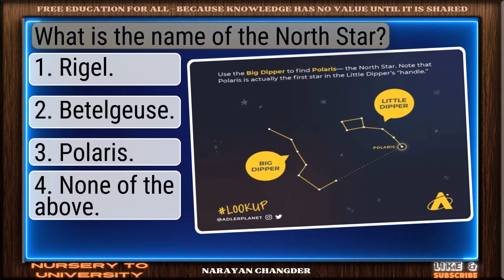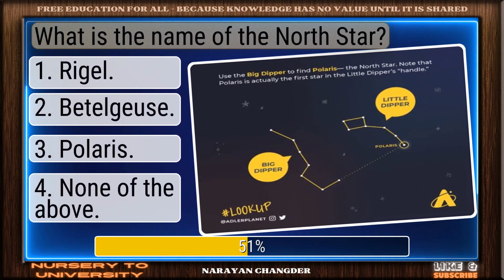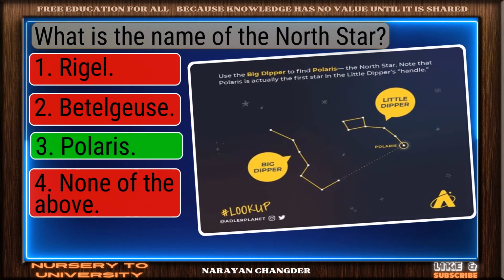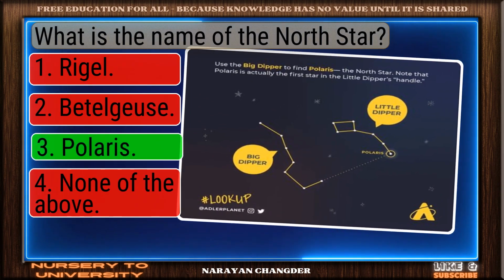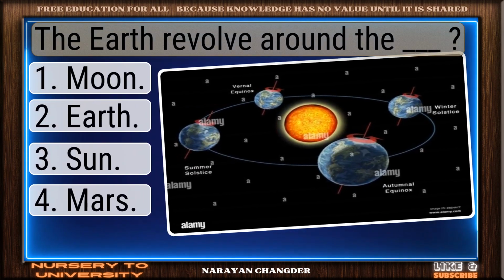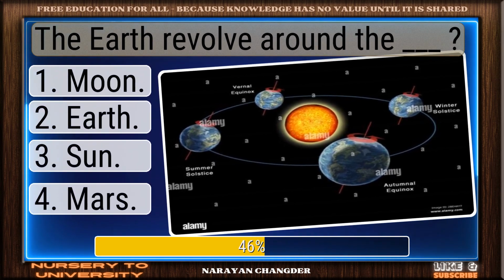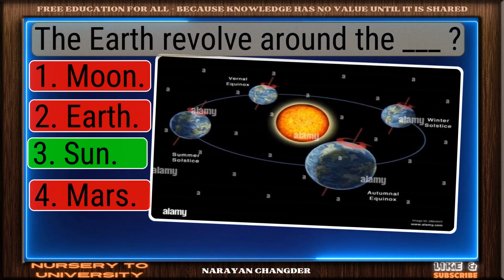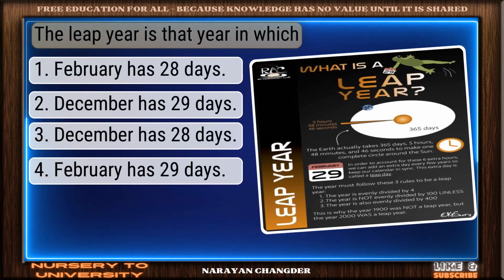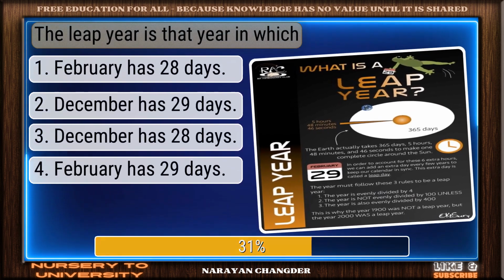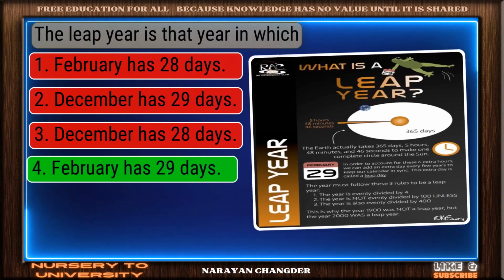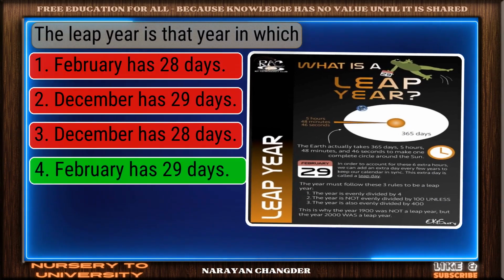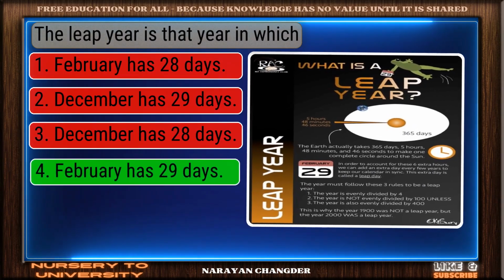What is the name of the North Star? Nicely done. Polaris is a solid answer. The Earth revolves around the dash. Nice selection. Sun is the correct and valid answer. The leap year is that year in which... Excellent choice. February has 29 days is the right answer.